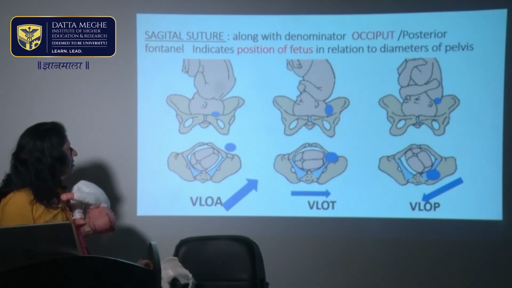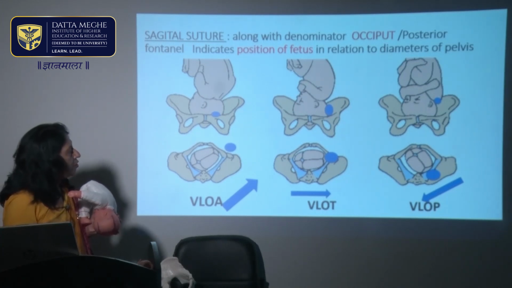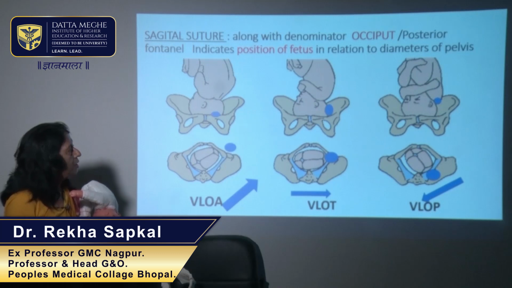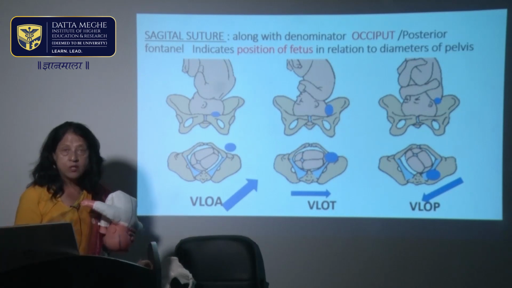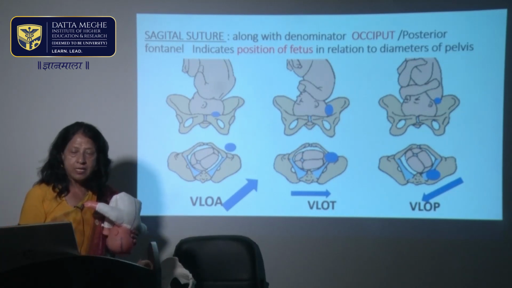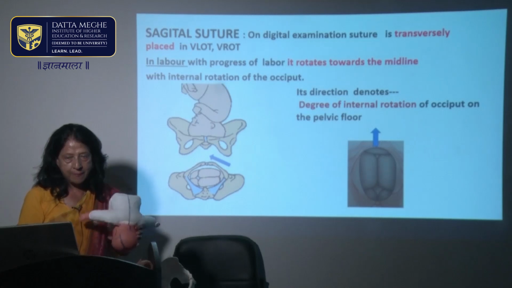The second one is the transverse direction, so it is OLT, and the last one is OLP, where the occiput goes posteriorly. So, that is how, with the sagittal suture along with the posterior fontanelle on PV examination, I can make out the position of the fetus in the uterus. That is the significance of the sagittal suture in obstetrics.